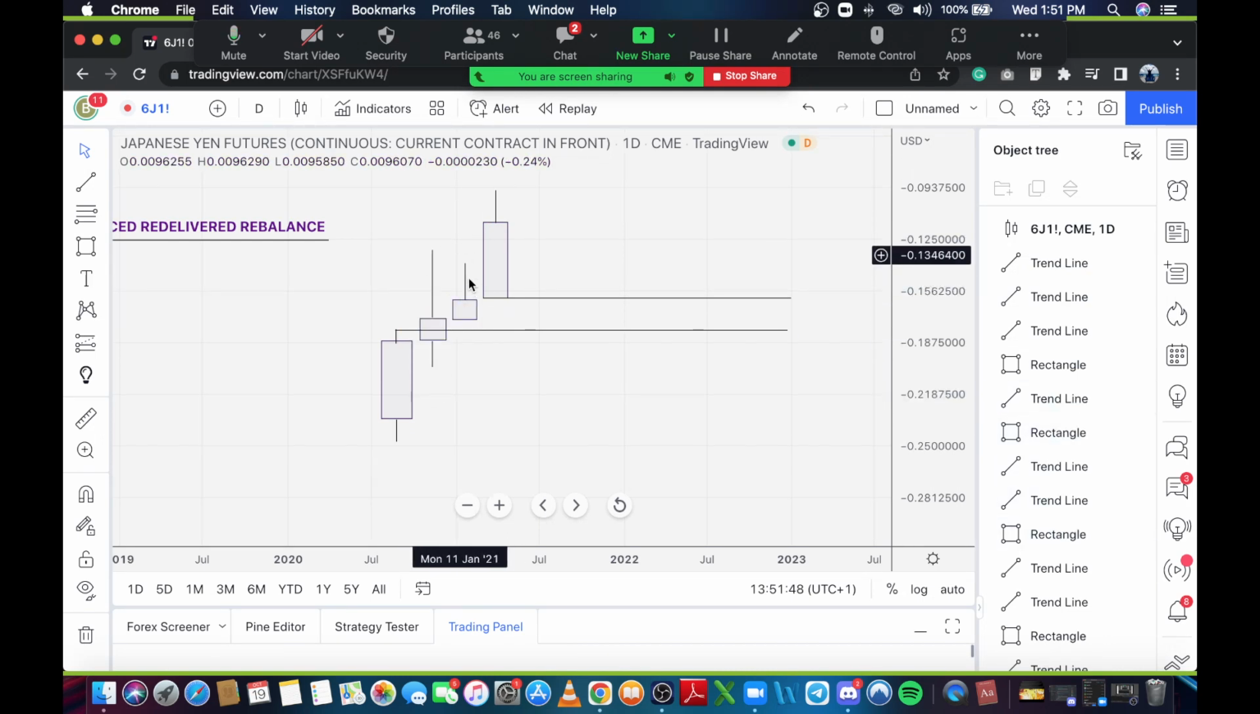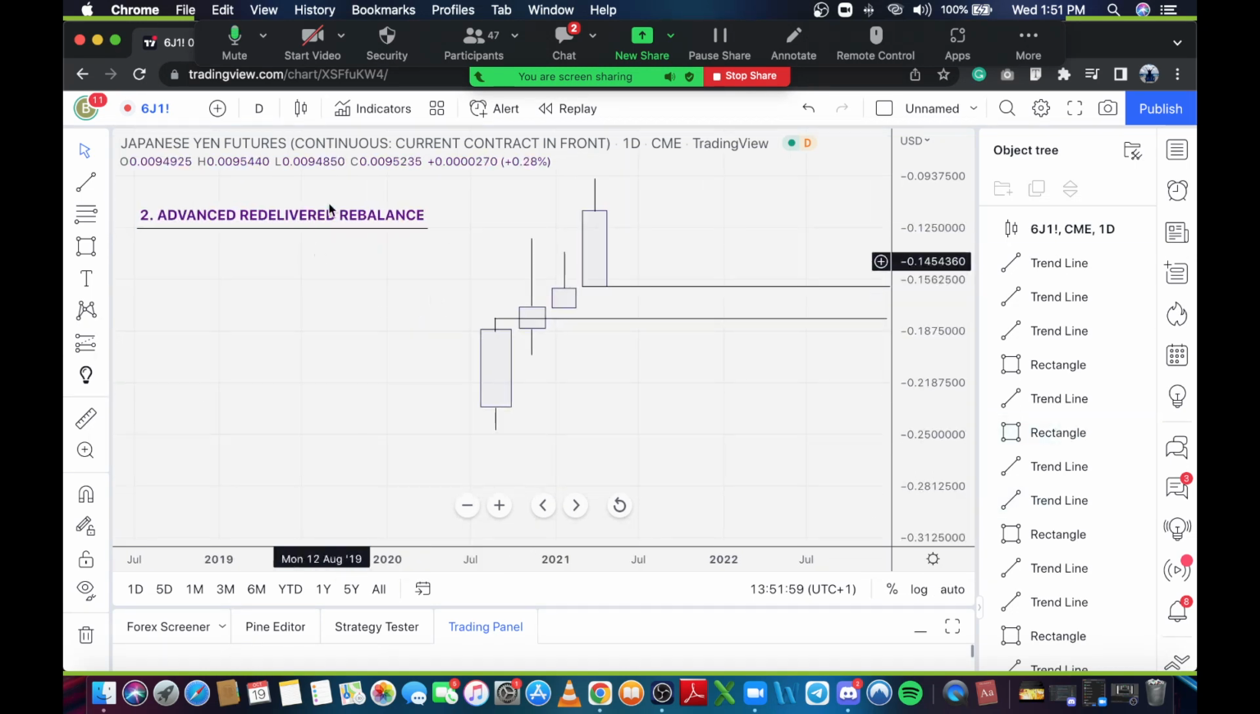In the first one, the next candle after the gap wick trades higher, above the high of the gap wick. But in the second one, which is the advanced redelivery balance, the candle does not trade above this. So it's still the same thing. It's just different styles. Still the same concept, just different styles. Right? So that's the second one, advanced redelivery balance.